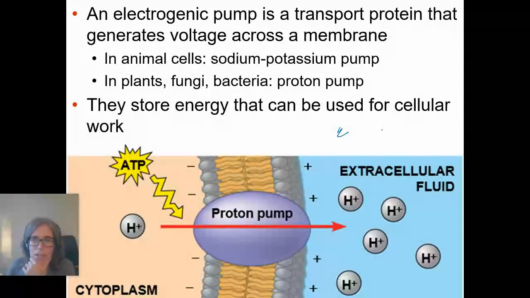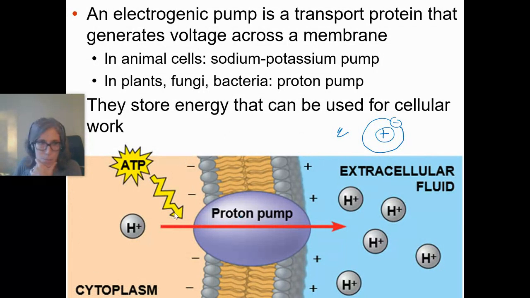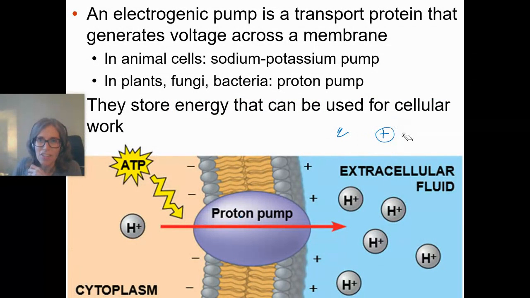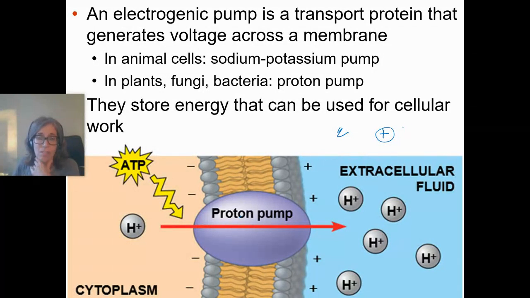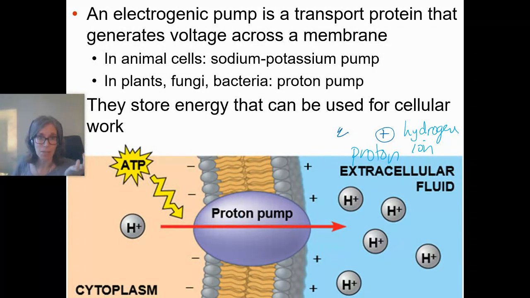Okay, let's do hydrogen. So hydrogen has a proton and an electron. And sometimes that electron will be lost. And when it is, what you have now isn't a hydrogen atom. Now it's a hydrogen ion. But notice, since it's hydrogen with only the one proton, you can also just call it a proton. So a proton is actually the same thing as a hydrogen ion.